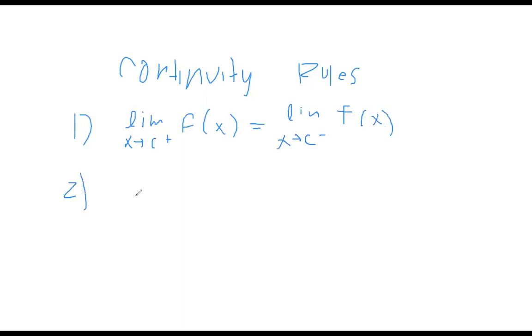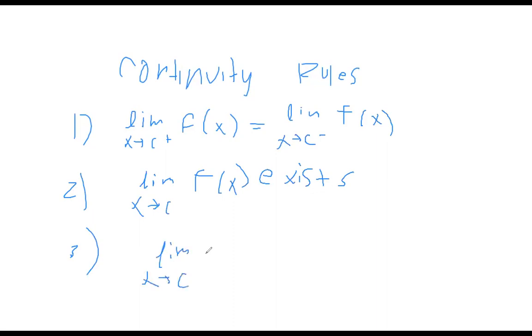And then the second rule is that the limit as x approaches c of f of x has to exist. So the function itself has to exist. And then the third one is that the defined function and the right and left hand limits all have to equal each other. So the limit as x approaches c of f of x has to equal f of c. So those are the rules: the right and left-hand limits have to equal each other, the actual function has to exist, and then these two have to equal each other there.